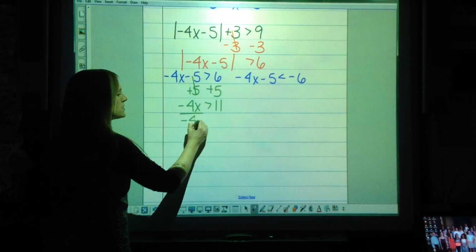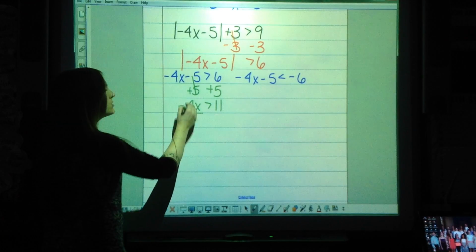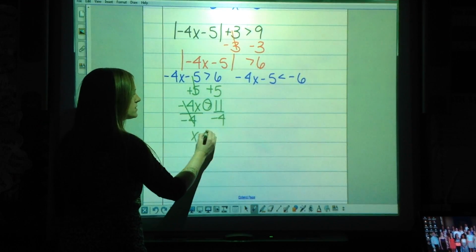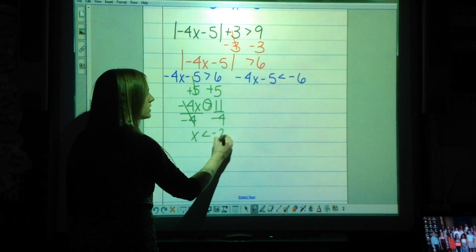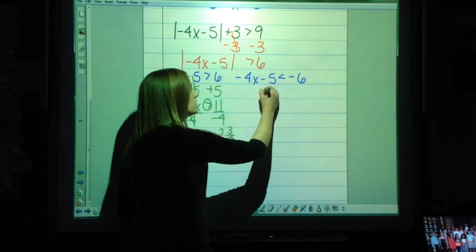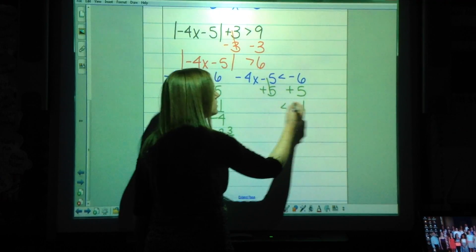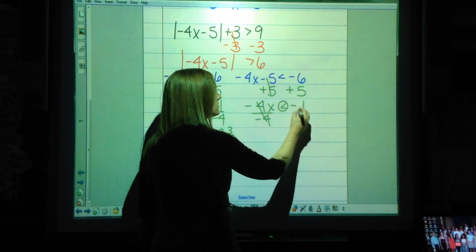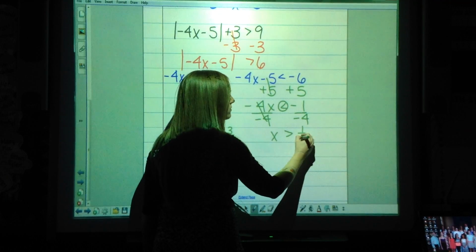Something special happens here. You see that I'm dividing by a negative? When you divide by a negative, you need to flip that inequality symbol. So I have x is less than, and I'm also going to turn this into a mixed number, negative 2 3/4. Work on the other side. Again, I'm dividing by a negative number, so I switch that inequality symbol. x is greater than 1/4.